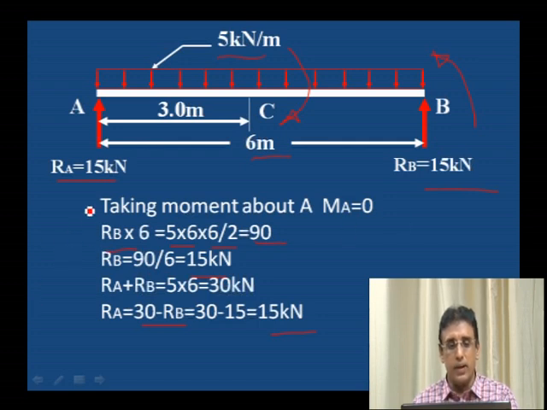Like this, we can calculate by taking the moment. Since it is loaded completely, we can easily calculate without taking the moment. 5 into 6, 30 kilonewton divided by 2, 15 kilonewton RA, 15 kilonewton RB.